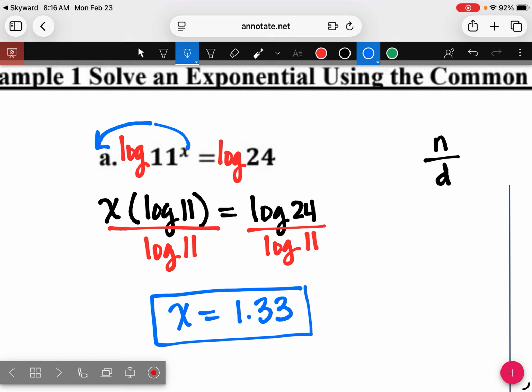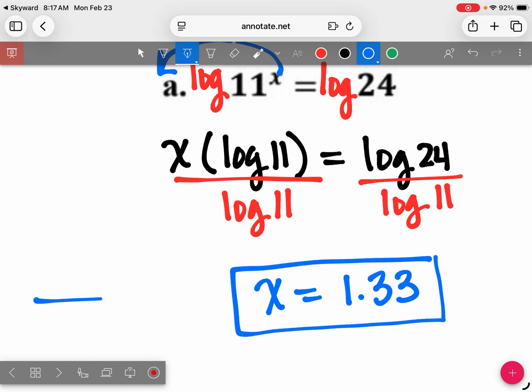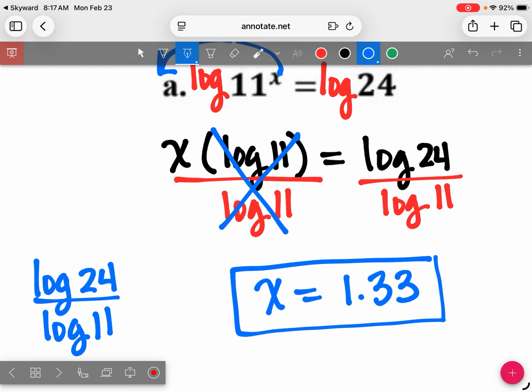Okay, so what's really important here, let me go ahead and rewrite it because a lot of you are getting it flip-flopped. So what I'm typing in my calculator to get that is log 24 on the top divided by log of 11. See, because this cancels out, x equals this. All right, so it's not log 11 over log 24. Has to be 24 over 11.